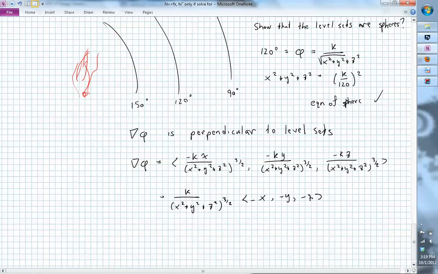Okay. First of all, let's talk about the partial of phi with respect to x. So I'm going to take this k over root x squared plus y squared plus z squared. I'm going to write it as k times the quantity x squared plus y squared plus z squared raised to the minus 1/2. Right? That way I can differentiate it. I bring the minus 1/2 down. What's left behind is x squared plus y squared plus z squared raised to the minus 3/2, right? Times what? The derivative of the inside with respect to x, which is 2x.